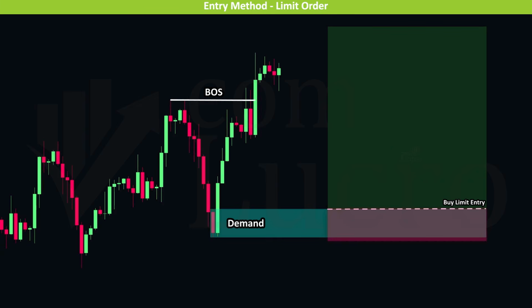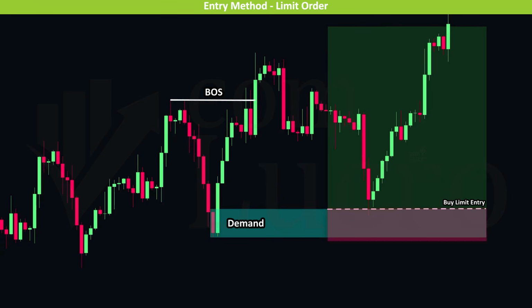First is the limit order entry. This approach is very straightforward. You place a buy limit at a demand zone or a sell limit at a supply zone. The main advantage is that you secure the best possible price. The drawback is that there is no confirmation, which means higher risk, but also the potential for higher reward. This method works best when the zone aligns with the higher timeframe trend and shows a strong imbalance. That alignment is where this entry method truly performs at its best.